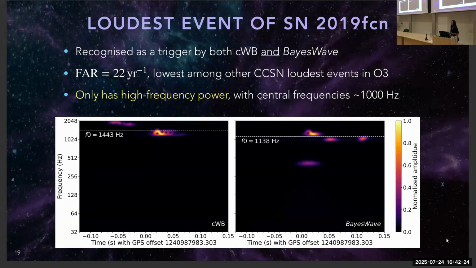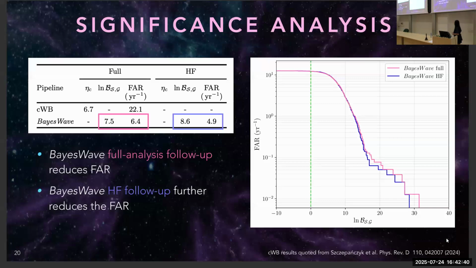So what we're saying is that we know there's no power below this certain frequency. What if we limit our analysis, telling these algorithms to look at everything above 256? Can we enhance the detection significance, or lower the false alarm rate of this event? The answer is yes. Here we've copied some of the results from the cWB side, from the optically targeted paper. The false alarm rate is 22.1.